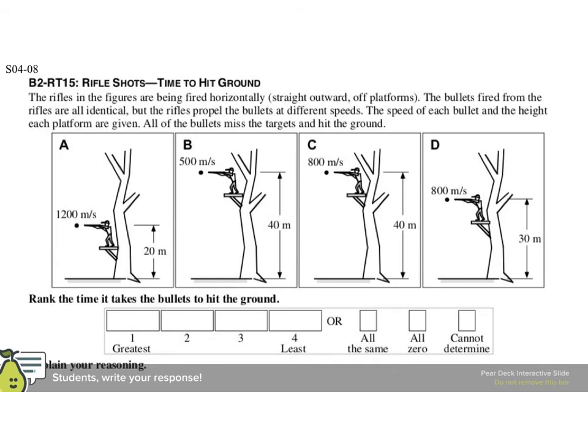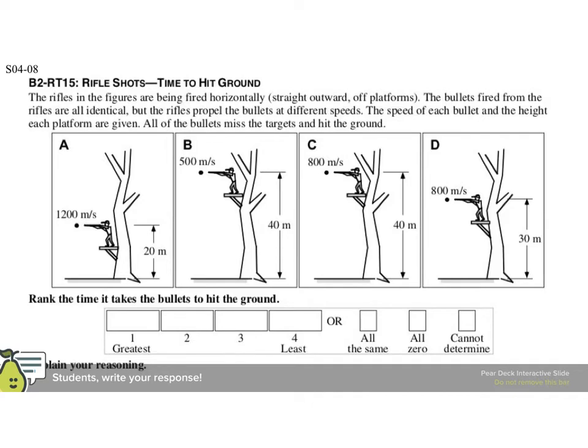The rifles in the figures are being fired horizontally, straight outward off the platforms, and the bullets fired from the rifles are all identical, but the rifles propel the bullets at different speeds. The speed of each bullet and the height of each platform are given, and all of the bullets miss their targets, that's sad, and hit the ground. Rank the time it takes the bullets to hit the ground.